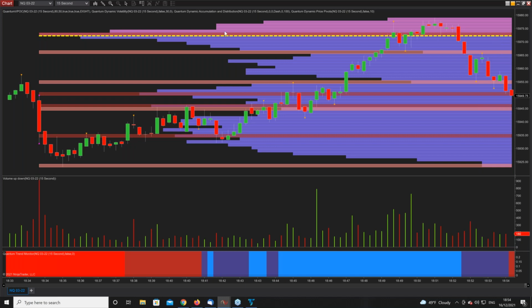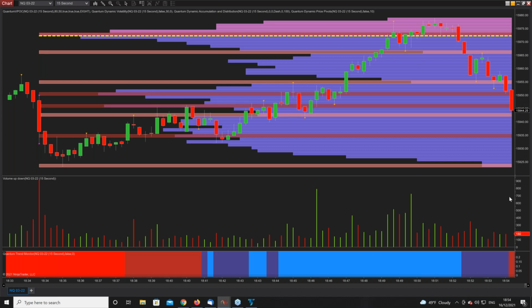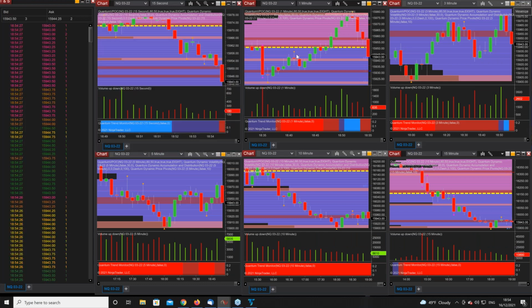Now the VPOC has moved up here because we've got more volume up here. So that's now out of the way. That's removed that barrier. We're starting to see that transitional color coming in here. This 15-second bullish rally has now come to an end.